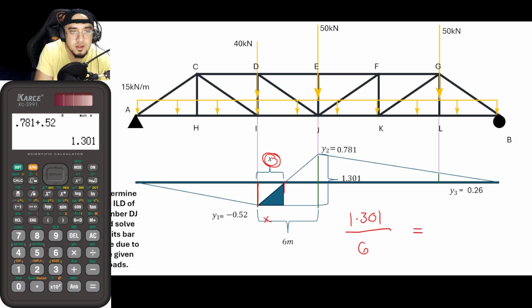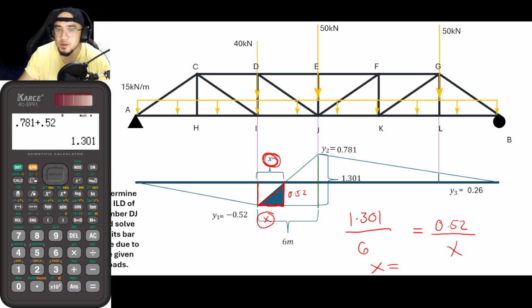So let us now consider this smaller triangle. The vertical of this smaller triangle is 0.52, so 0.52 divided by x. If this is x, this is the horizontal component. So from that, x is now equal to, solving for x, you could also use shift solve, but I want to do it algebraically. So 0.52 times 6 divided by 1.301. The answer here is 2.398.